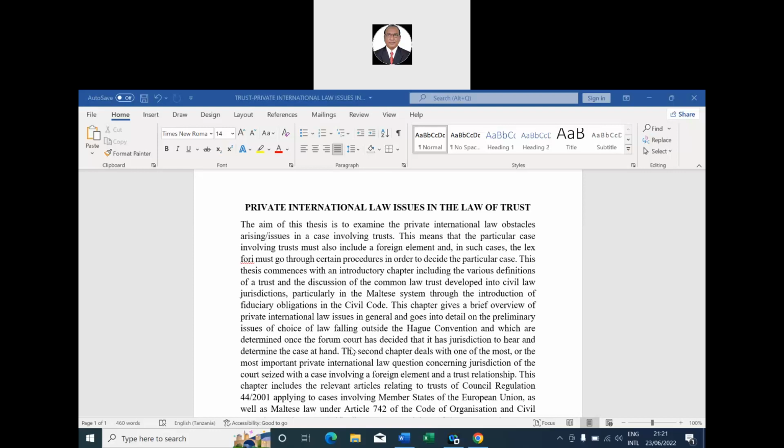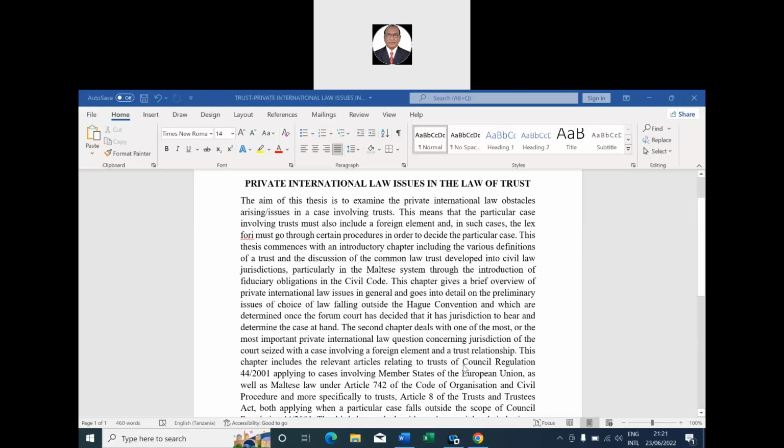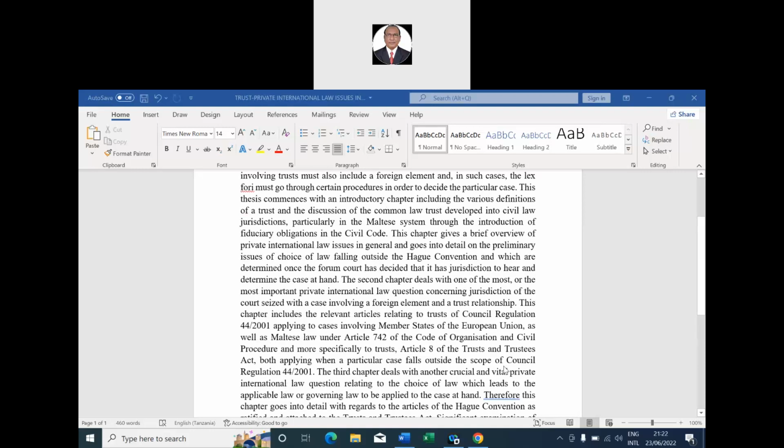So let us see, the second chapter deals with one of the most important private international law questions, concerning the jurisdiction of the court seized with a case involving a foreign element and trust relationship. So this chapter includes the relevant articles relating to the trust of the Council Regulations applying to cases involving the member states of the European Union. Of course, the member states of the Union of Europe, the member states of Africa, and the member states of the Inter-American Court, we can say tribunal or court, the Human Rights and Peoples' Court.